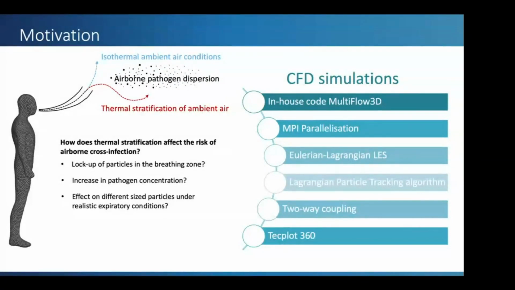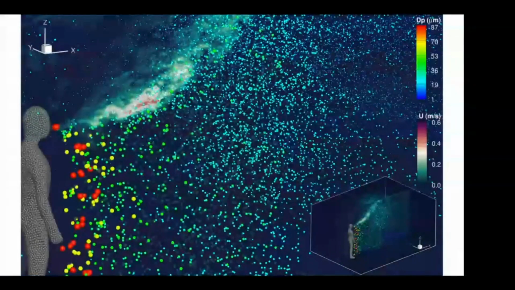This algorithm uses two-way coupling, and all of our visualizations are done using Tecplot 360. So this image was the one that I entered into the competition. This image shows the aerosol dispersion in a room during talking for 3 minutes. So this is at the 3-minute mark. And this shows how the particles disperse in the isothermal conditions.